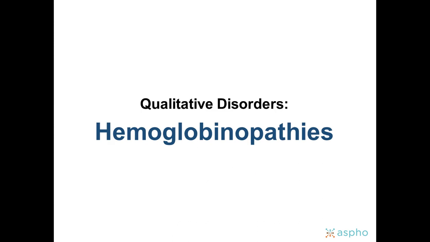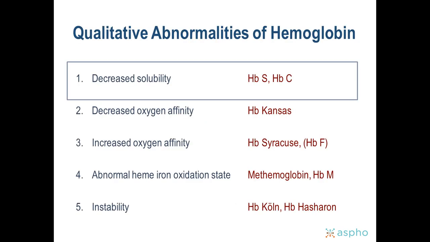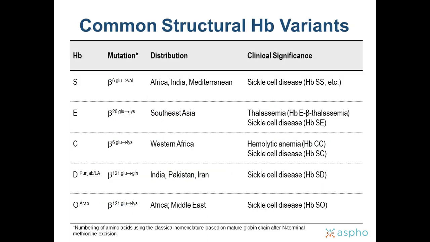All right, so I said I'd spend a lot of time on the thalassemias because they're more confusing, so let's try to squeeze the rest of this in. The qualitative abnormalities of hemoglobin are shown here. There's only a limited number of ways that hemoglobin can be qualitatively abnormal, and we're going to focus on decreased solubility. Others have talked about the variance in oxygen affinity and methemoglobins and instability. We're going to focus here on number one. And these are the common structural variants you need to be familiar with: hemoglobins S, E, C, D, and O, and their mutations and their distributions, and of course, the significance. S gives sickle cell disease.